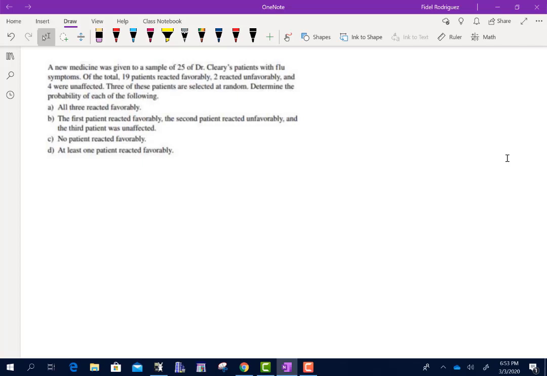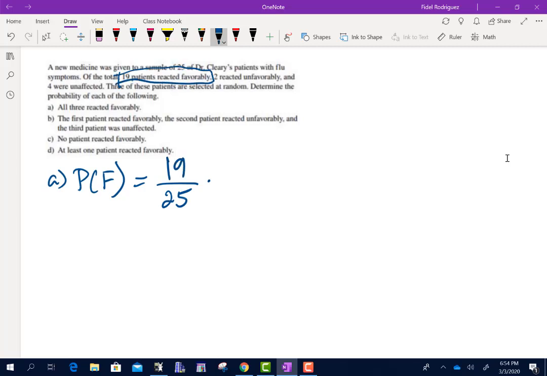3 of these patients were selected at random. Determine the probability that all 3 reacted favorably. Okay, so part A, all reacted favorably. We have 25 patients. The probability that the first person is going to act favorably is 19 out of 25.